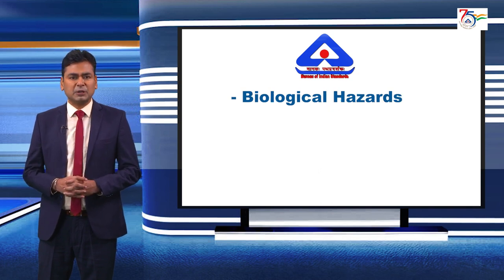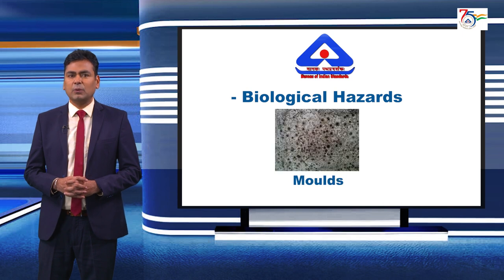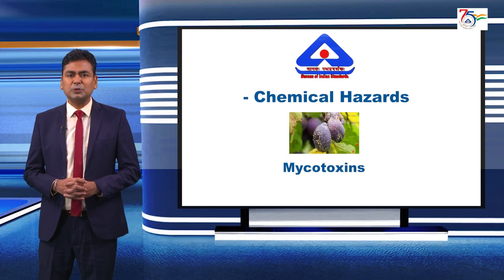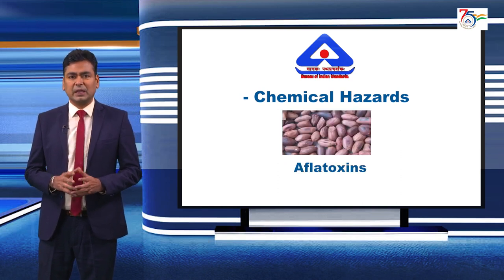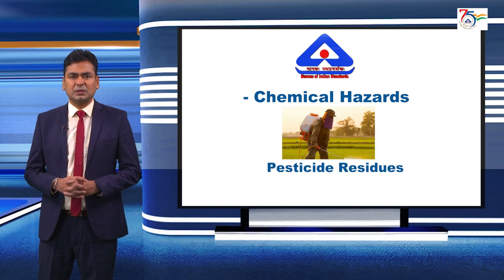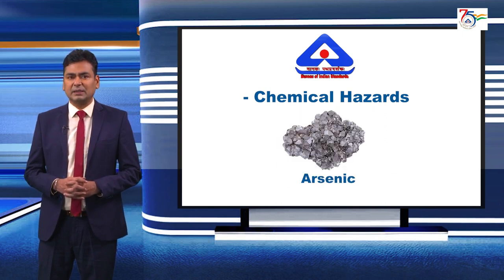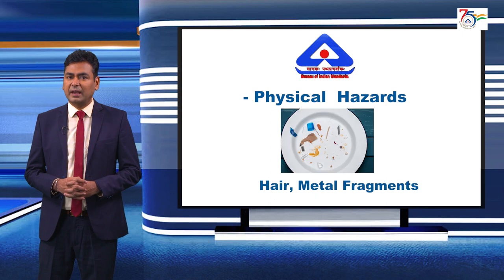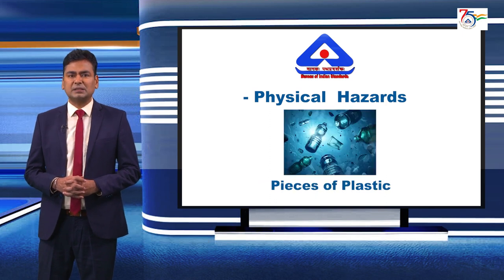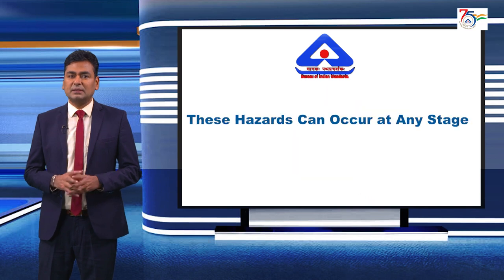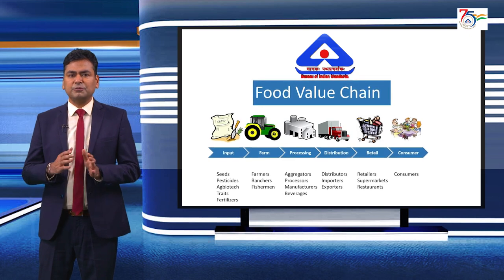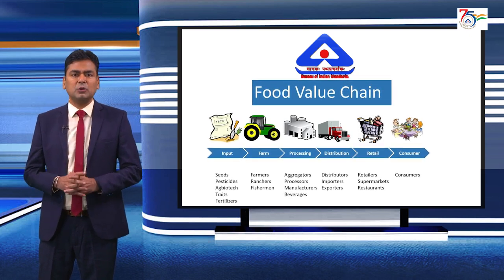Important biological hazards include bacteria, molds, viruses, and parasites. Examples of chemical hazards are mycotoxins like aflatoxins in groundnuts, pesticide residues, heavy metals like arsenic, lead, etc. Physical hazards are like insects, hair, metal fragments, pieces of plastic, wood chips, and glass. The standard notes that as these hazards can occur at any stage of the food chain, from the farm to factory to fork, adequate control throughout the food chain is absolutely essential.